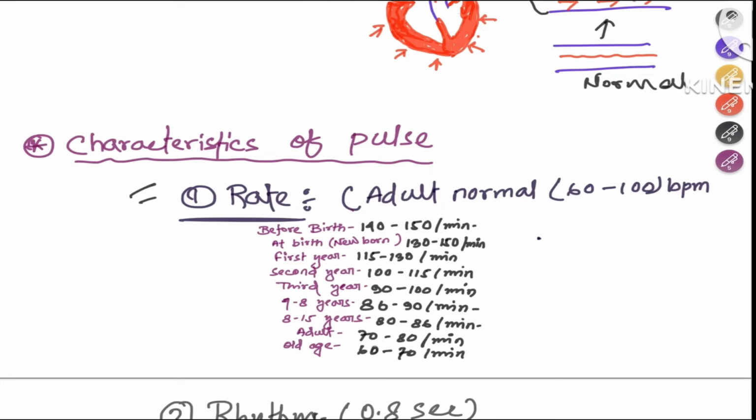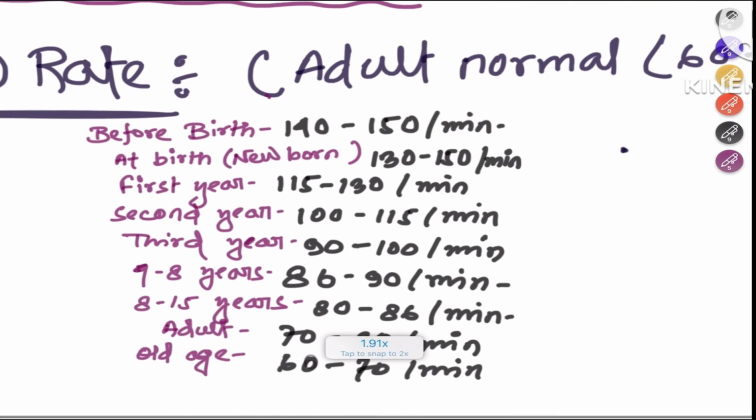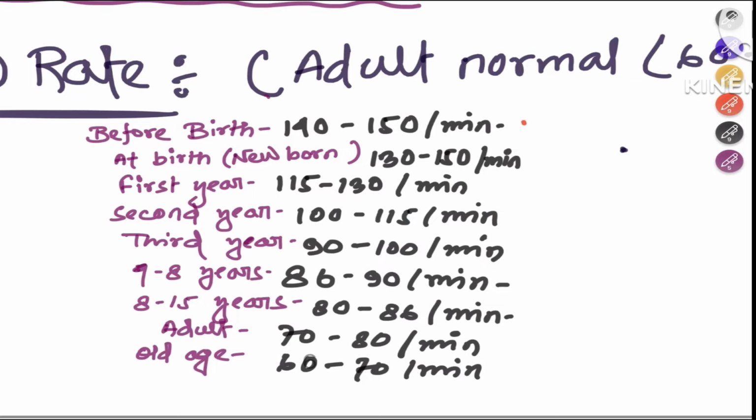Before the birth of the baby, it should be 140 to 150 per minute. In a newborn, it's 130 to 150 per minute. For a first year baby, it is 115 to 130 per minute. Second year baby, 100 to 115. Third year, 90 to 100. And 4 to 8 years, it's 86 to 90. And 8 to 15 years, it's 80 to 86. In adults, it is 70 to 80. Old age, 60 to 70.